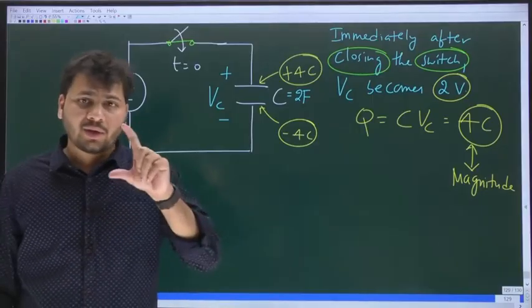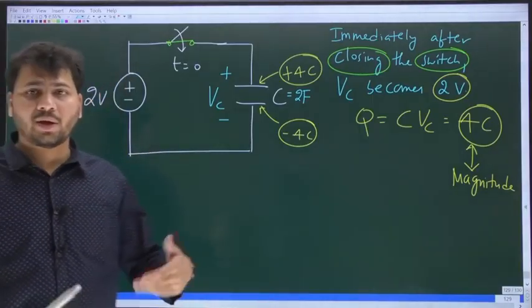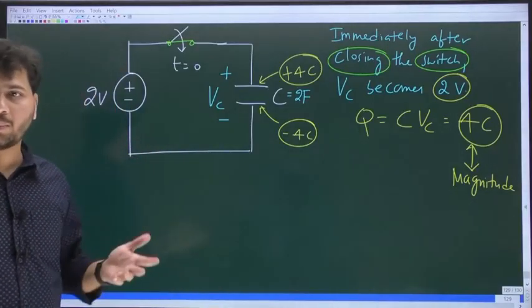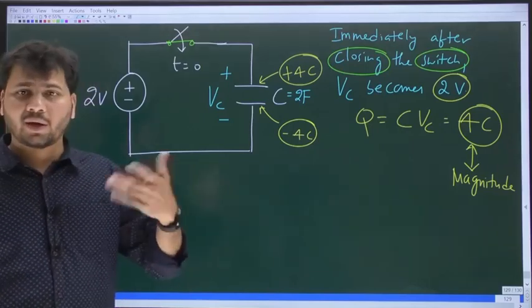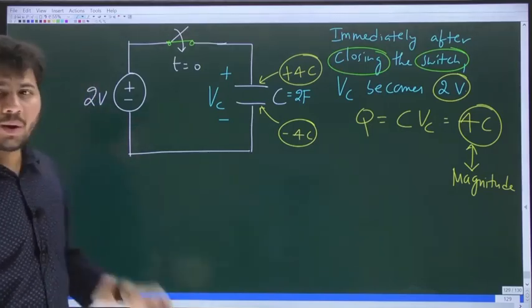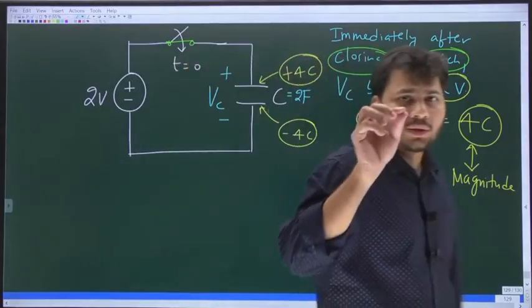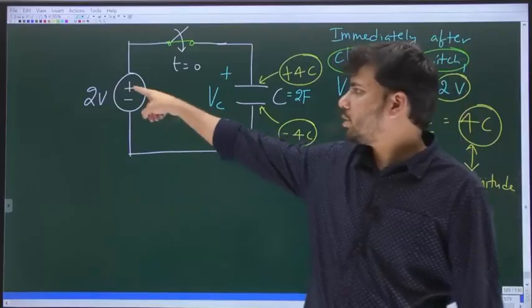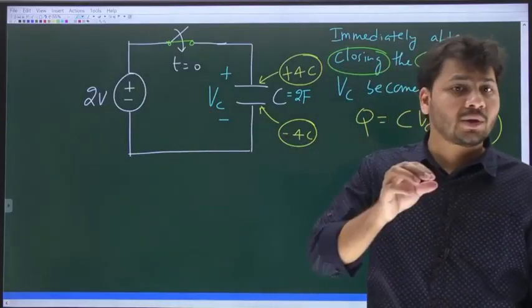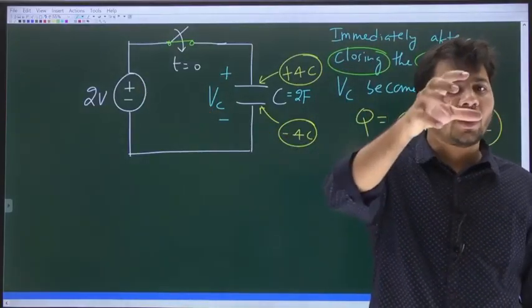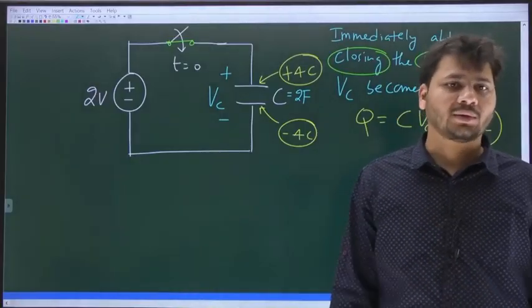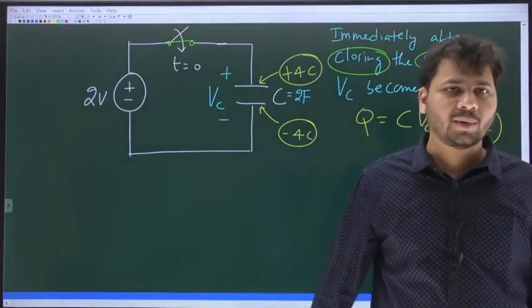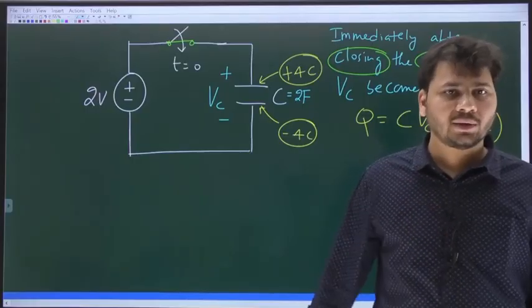Now voltage creates what? Electric field. Voltage is what? Potential difference. Whenever there is a potential difference, it will create an electric field. What is the property of the positive terminal of any battery? The positive terminal of any battery will always attract electrons.